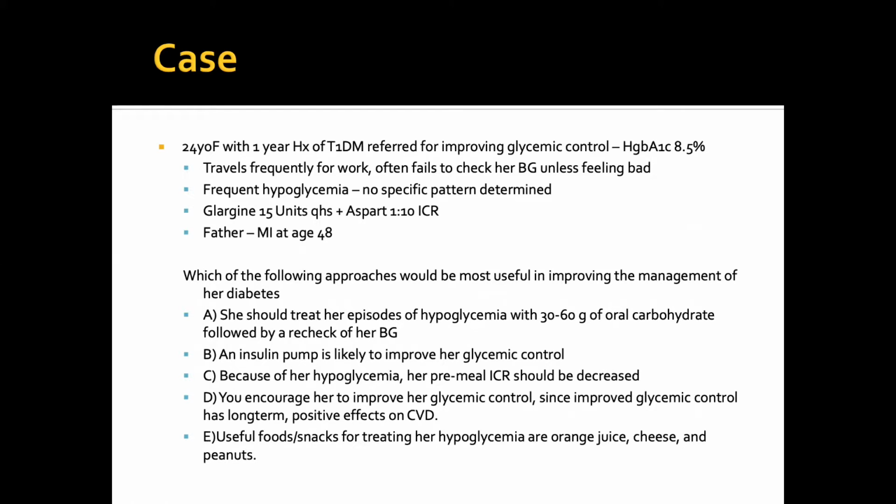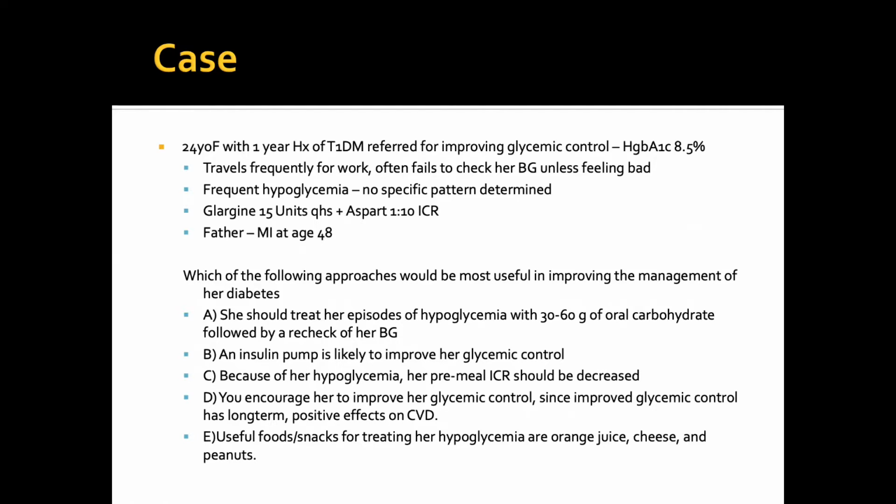Thanks. So we have a 24-year-old female with a 1-year history of type 1 diabetes, referred for improving glycemic control. Her hemoglobin A1C is 8.5%. She travels frequently for work and often fails to check her blood sugars unless feeling bad. She has frequent hypoglycemia with no specific pattern determined. She takes Glargine 15 units at night and Aspart 1 to 10 ICR, and her dad had an MI at age 48. Which of the following approaches would be most useful in improving the management of her diabetes?